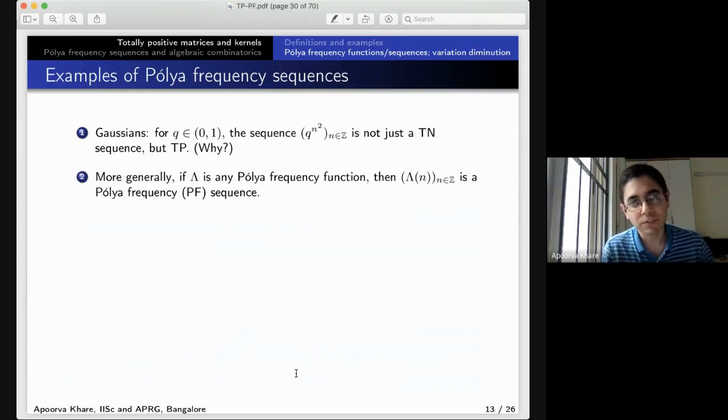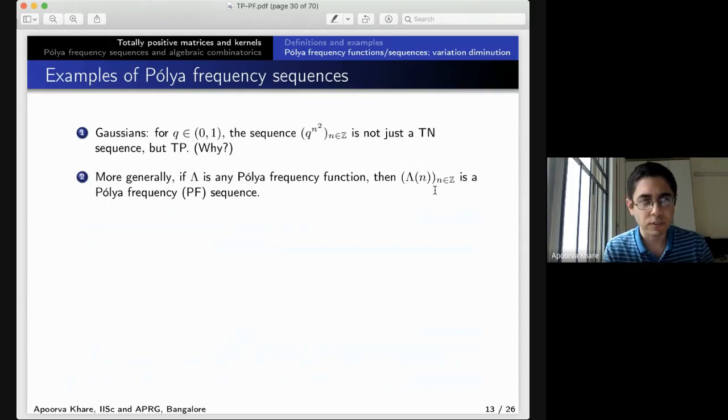So examples. The first example is very simple. Actually, it comes from the second. Take any number q between 0 and 1 and look at just q to the n squared, in both directions, for negative integers and positive integers. It turns out to be not just a totally non-negative sequence, but TP. And that's just because you are really drawing this sequence from a Polya frequency function, which was the Gaussian function. So q would be e raised to minus sigma, and then this is just e raised to minus sigma times (x minus y) squared. And more generally, if you have any Polya frequency function, then of course you can draw from it a Polya frequency sequence.